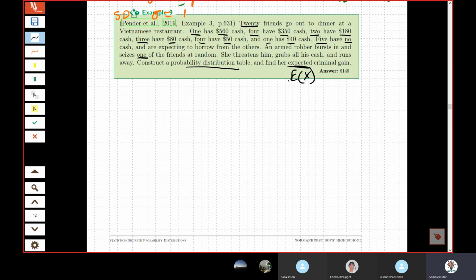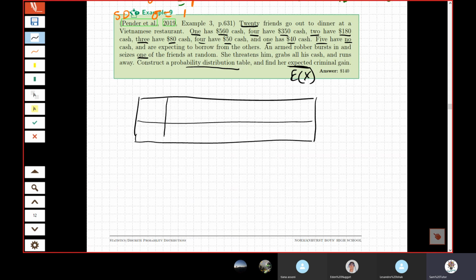Right, when you see the word expected, you think of E of x. So again, our table looks something like this. This is x. This is the probability that it occurs. What do we have? We've got $560. We've got $350. I should usually be increasing, but it doesn't really matter. 350. I've got 180. I've got 80. 50. And 40. And $0.